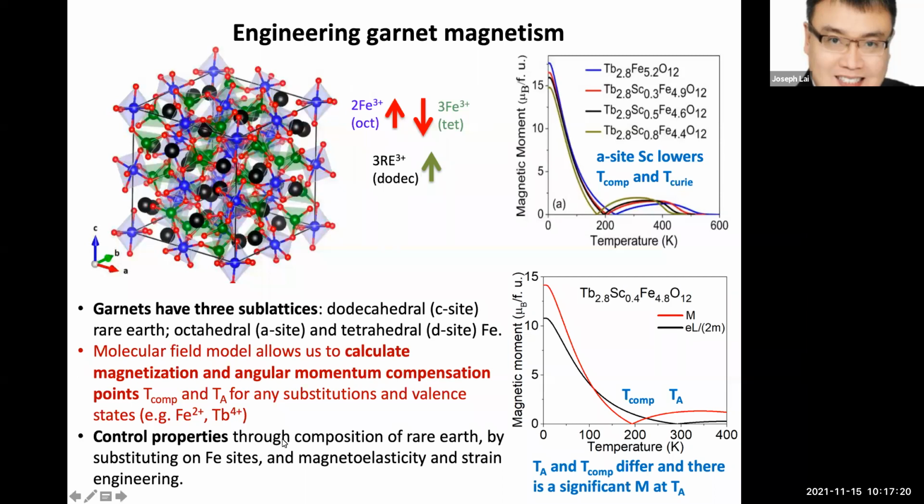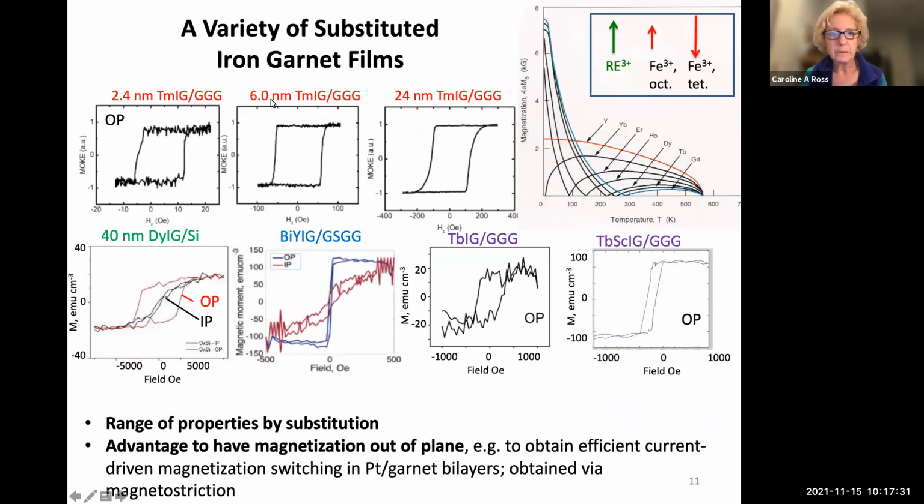So clearly, by changing the composition of the rare earth, and also by substituting on the ion sites, we can create a range of different magnetic properties. Let's look at some of the materials we can make. These three at the top are thulium garnet. This is dysprosium garnet, bismuth yttrium garnet, terbium garnet, and terbium scandium garnet.